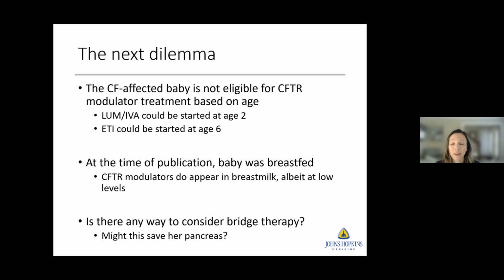So the next dilemma in this case, and I don't have answers to this because the case just came out last year. There's not been any follow-up that has been published. So the baby is not eligible for CFTR modulator treatment based on her age. The earliest that she could get treatment, I think, is 2 years, and she could go on the lumacaftor-ivacaftor combination. ETI, the triple combination, could be started at age 6. I think it's very likely the start age for ETI will drop sometime in the next year or 2. So my guess is this baby would not have to wait until she's 6 years old, but she can't get it now.